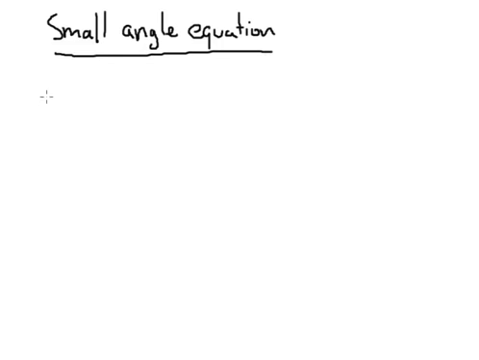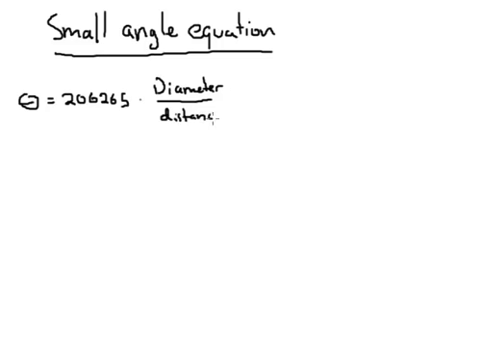Alright, let's take a minute to think about this small angle equation. This is the first equation we're going to be using in depth here in this astronomy course. So we know that theta equals 206,265 times diameter. We usually use a big D to represent diameter to keep these two D's straight, so diameter over distance. We'll use a lowercase d for distance.